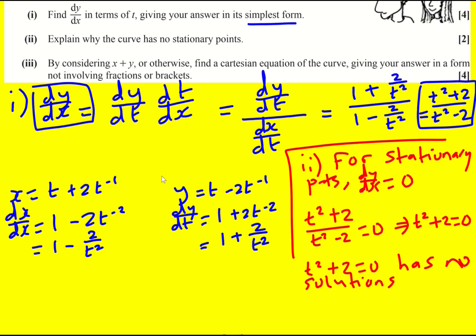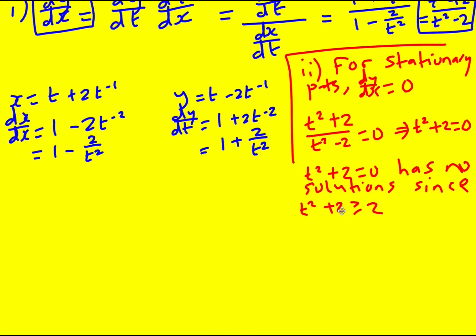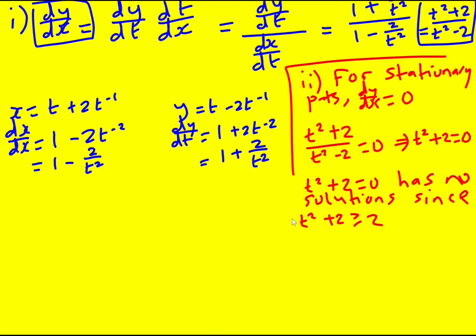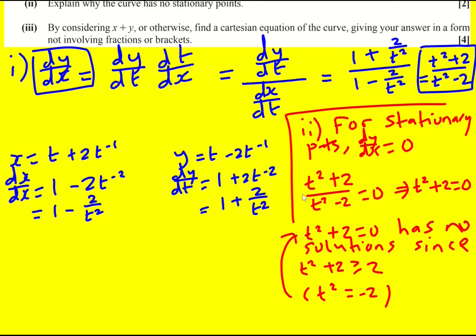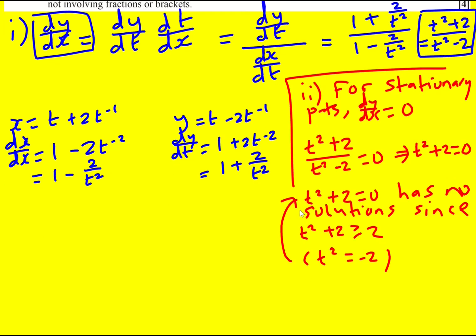Because it's an explain question, maybe I should just say a little bit more. So since t squared plus 2 is greater than or equal to 2, it can't possibly equal 0, because this thing is always positive, and then we're adding 2 to it. Oh, sorry, t squared is greater than or equal to 0, I should say, because t could be 0. Or you could say that t squared equals minus 2 has no real solutions. So therefore, there are no stationary points.